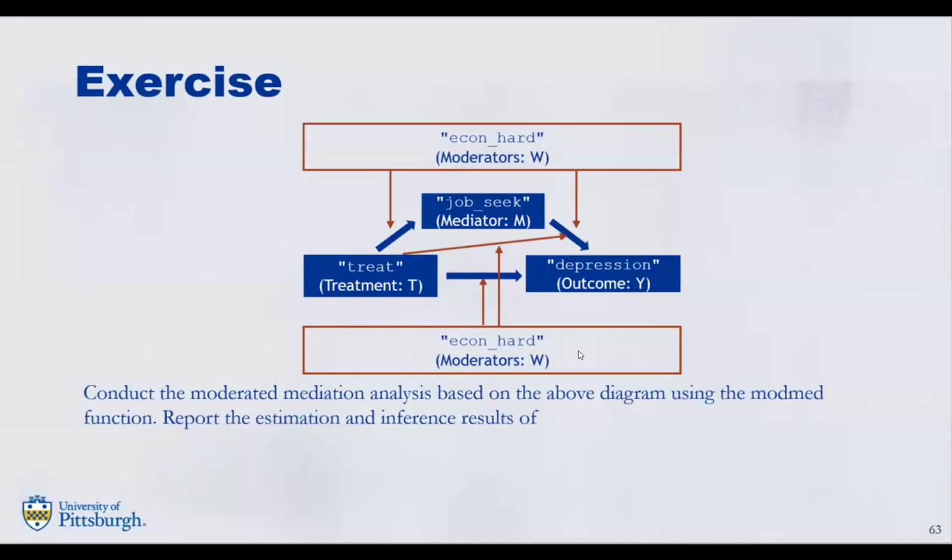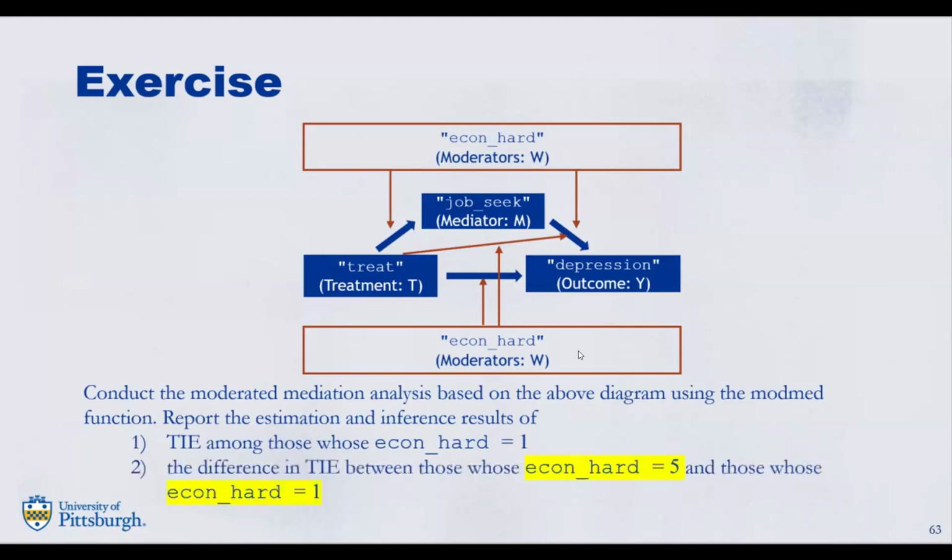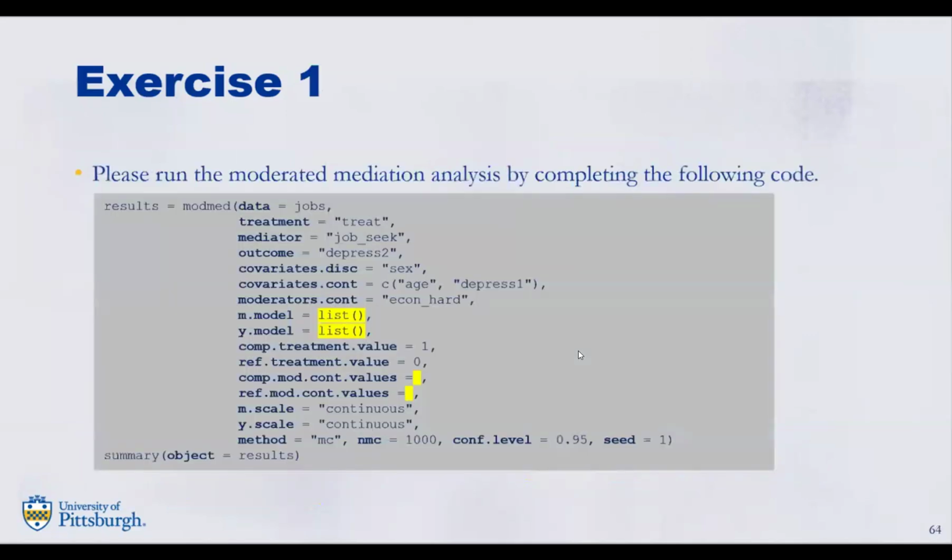Now you want to conduct the moderated mediation analysis based on the above diagram using the mod-med function, and you want to report the estimation and inference results of the total indirect effect among those whose econhard is equal to 1, and the difference in the total indirect effect between those whose econhard is equal to 5 and those whose econhard is equal to 1. And this is the exercise.